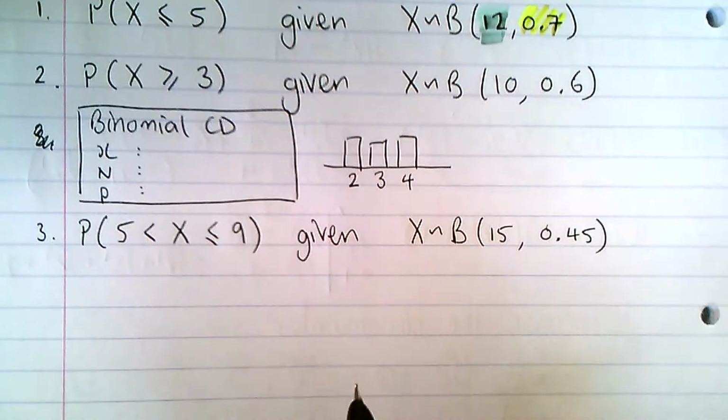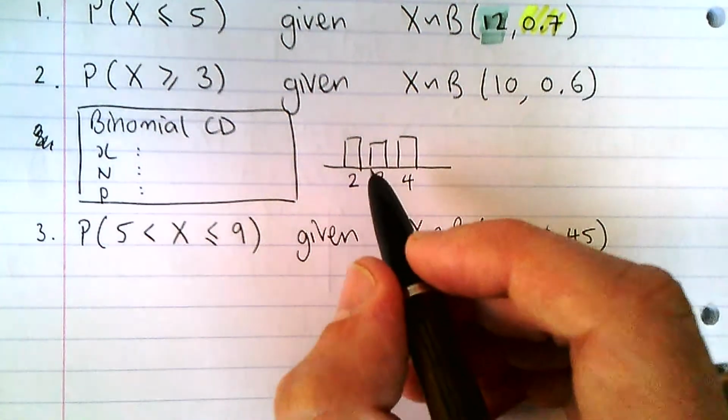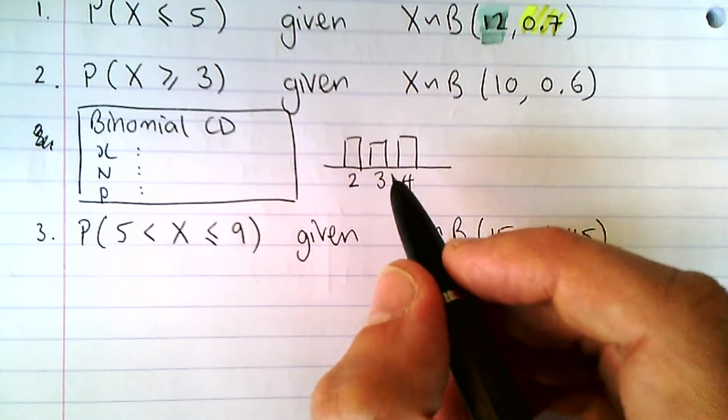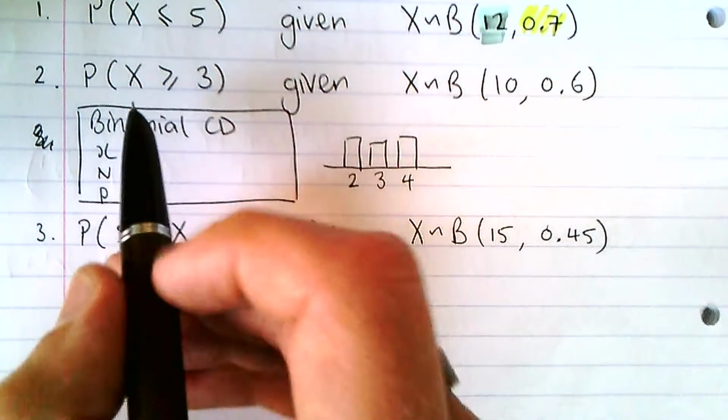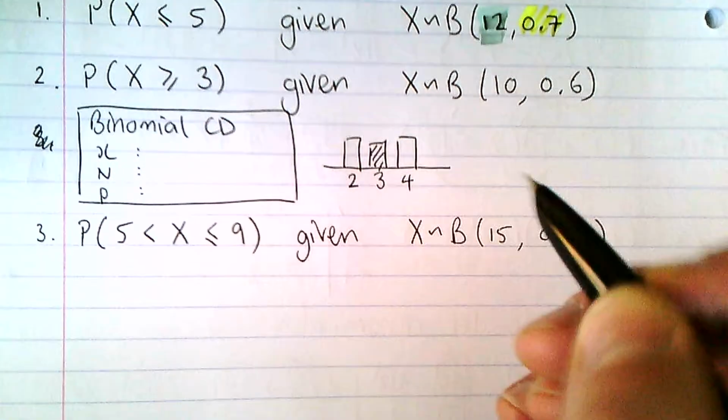Now it doesn't matter how tall my bars are, if they're all the same size or whatever. I'm not particularly interested in it. I'm really just interested in which bars I want and which ones I don't. So here it wants greater than or equal to 3. So or equal to means I'm including bar 3. So bar 3 I want to know.